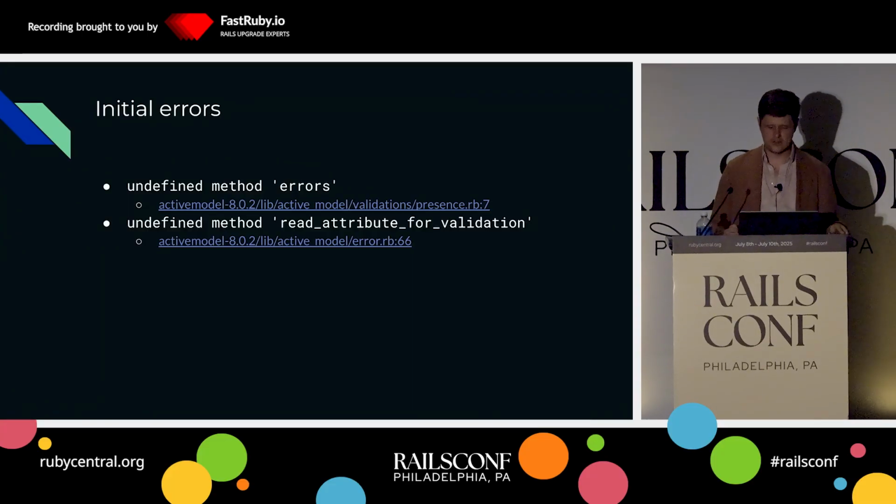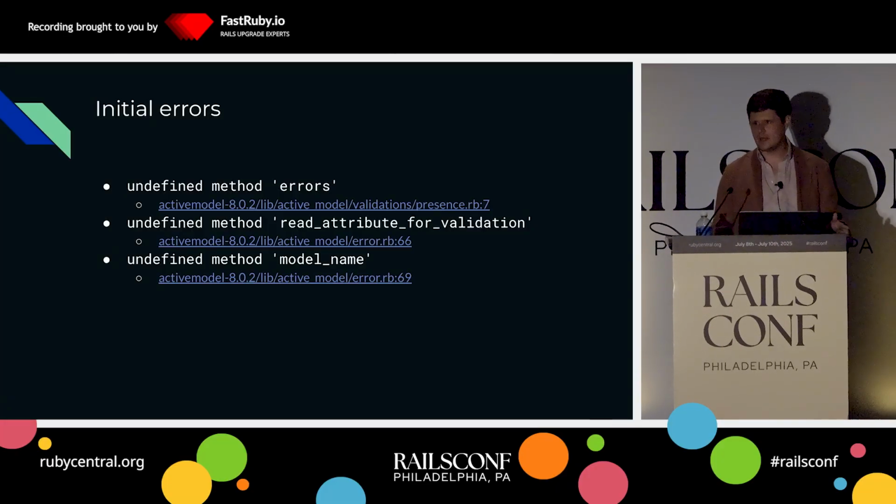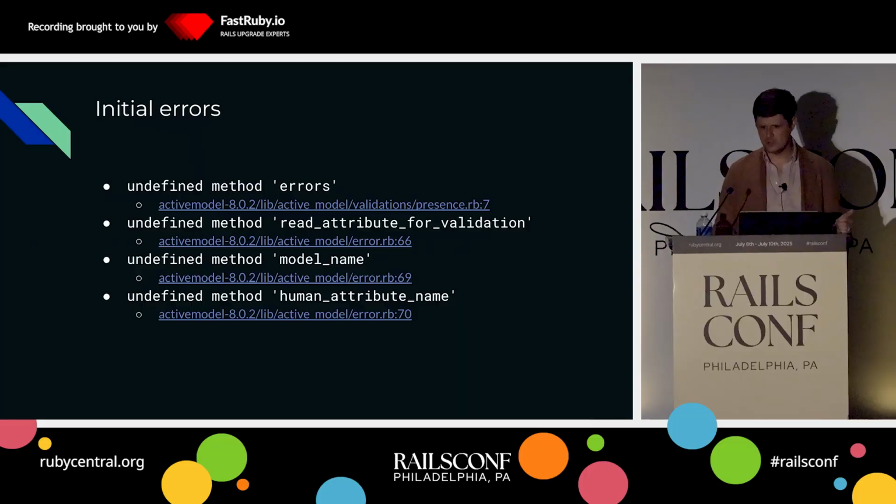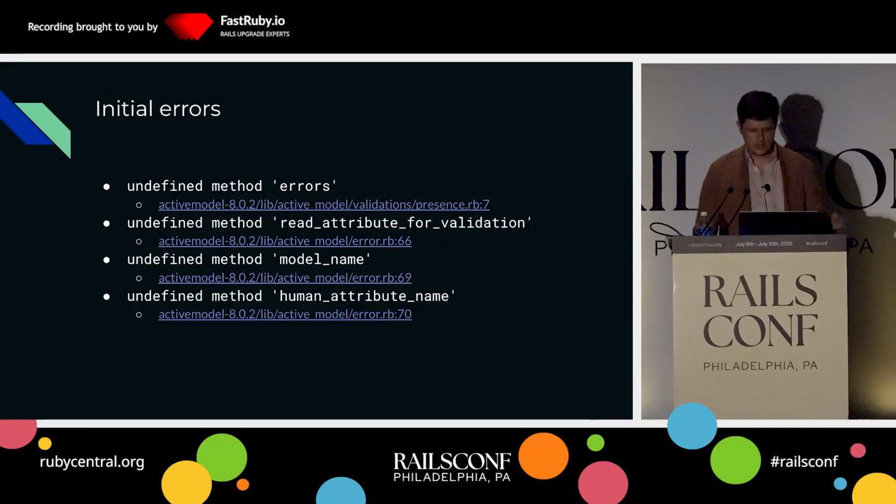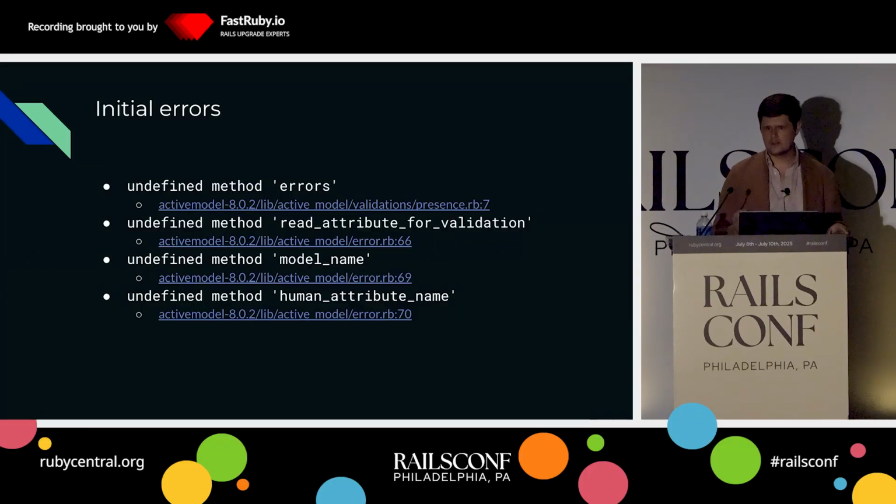the errors themselves, we see no method for read attribute for validation. Similarly, undefined method model name and human attribute name. So currently, all of these methods are being called on our hash, our record, and so we need what we're passing into the presence validator to define all of these methods. And like I said before, we don't want to do monkey patching. We don't want to add read attribute for validations to every single hash in Ruby.